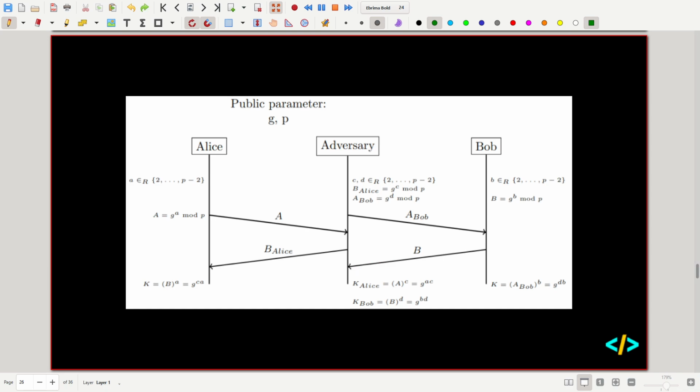Bob then responds to the adversary. The adversary unwraps it, wraps it up for Alice, and sends it back to Alice. So that's the idea of this man-in-the-middle attack. We want to avoid this.